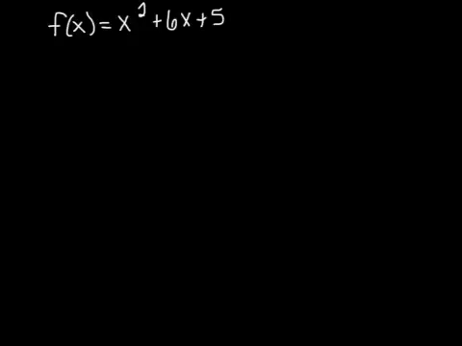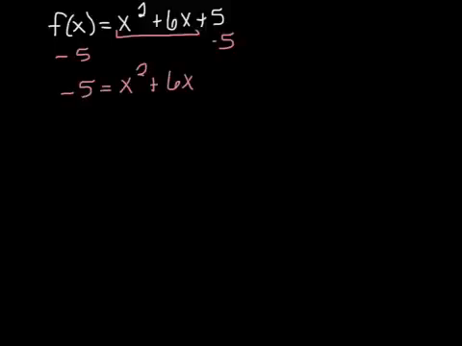My goal is to take this equation and put it into vertex form. So the first thing I'm going to do is isolate the x terms. It'll be easier just to work with these terms, so I'm going to subtract 5 to the other side. So I have negative 5 equals x squared plus 6x.